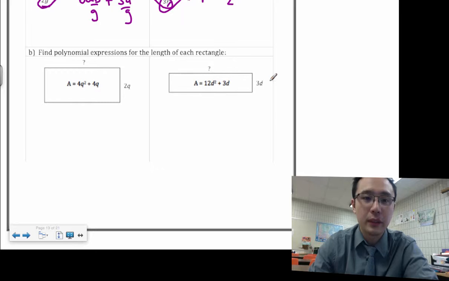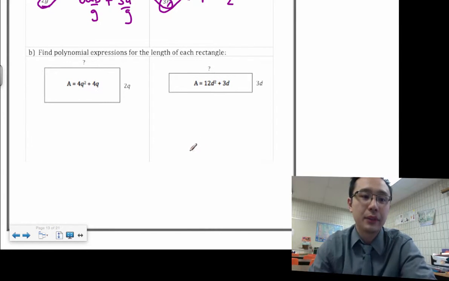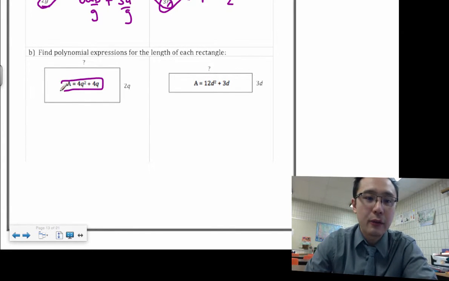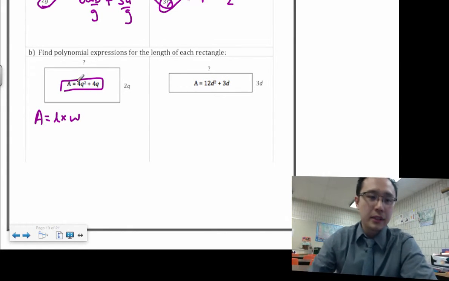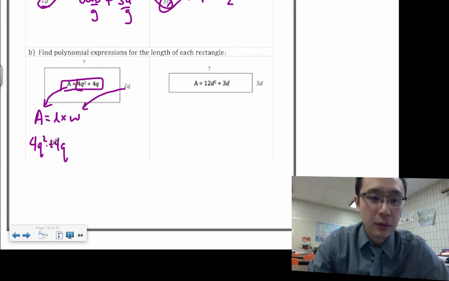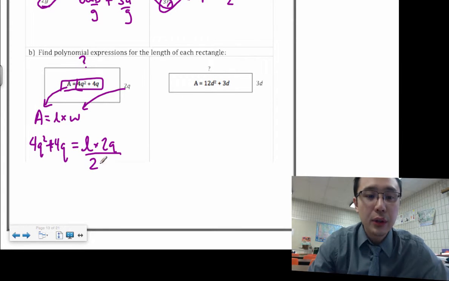Find the polynomial expression for the length. The length, this one you have to work backwards here. Notice that this is a rectangle, so you know the area is equal to length times width. So since you know the area, that can be there, you know the width, you can plug it in there. So if I were to substitute all this stuff in, it would be 4q squared plus 4q. This is now equal to L, that's what we're trying to find, times 2q. So if we divide 2q from both sides, this is solving for the unknown. This will cancel the 2q, leaving your L by itself.